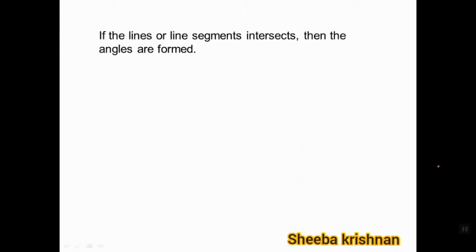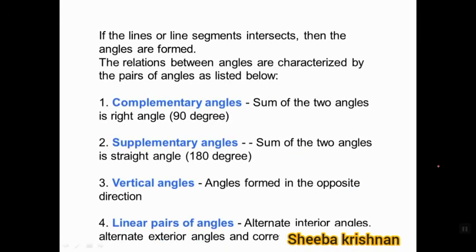If lines or line segments intersect, then angles are formed. The relations between angles are characterized by the pairs of angles as listed below. First one, complementary angles. Two angles are said to be complementary if the sum of the angles is 90 degree. And next, supplementary angles. Two angles are said to be supplementary if the sum of the angles is 180 degree.